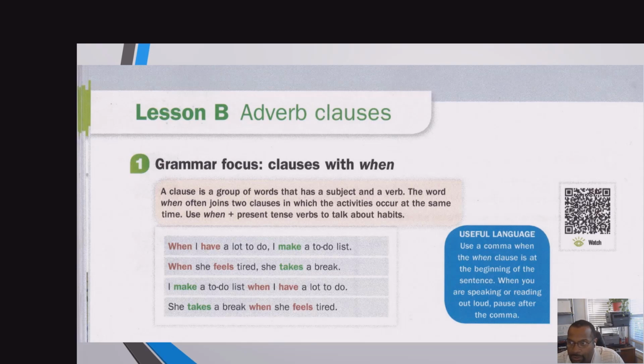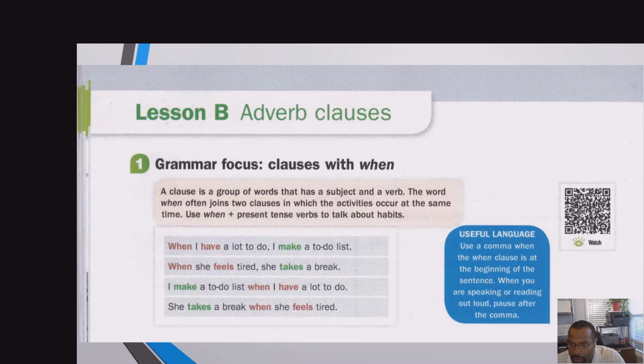Alright, and let's look here and refresh our memory about clauses. Alright, so a clause is a group of words that has a subject and a verb. Alright, so they sound very, very similar to sentences, full sentences, but they're not. Alright, they do have certain parts of speech like a subject and a verb, right? So nouns and verbs, but they're not complete sentences, all right? They are clauses.